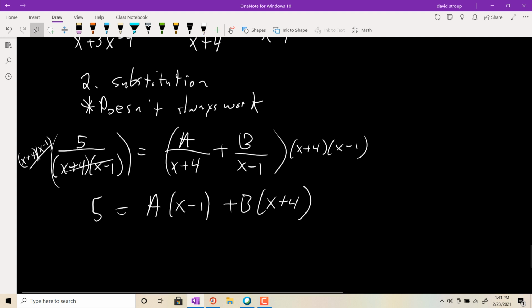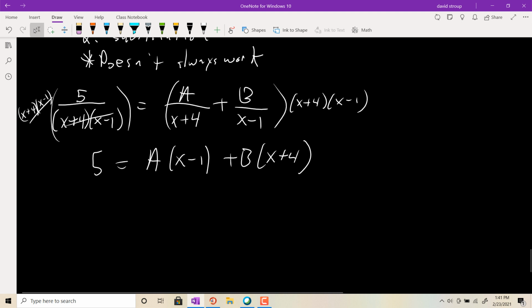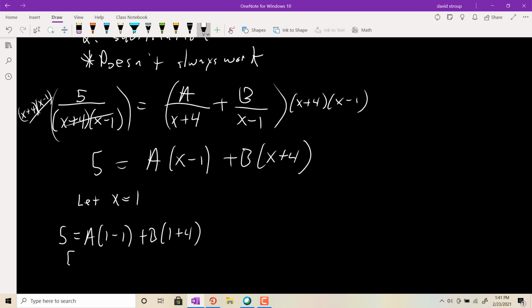So what you're going to do is substitute in values for x that get rid of either a or b. So note, if you let x equal 1, the a value is going to go away and you're going to get an equation in terms of b. So watch. You get 5 equals a times 1 minus 1 plus b times 1 plus 4. So 5 will equal a times 0, which is 0, and then b times 5, which is 5b. And so you get b is 1, just like we got above.